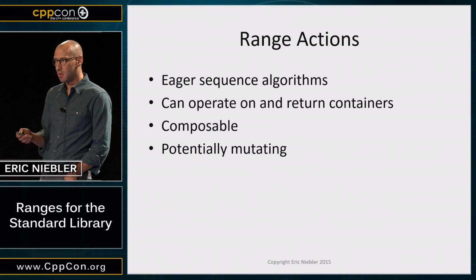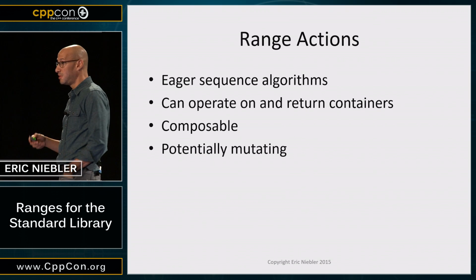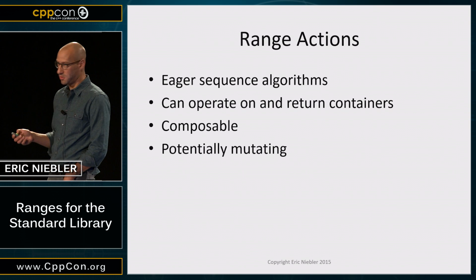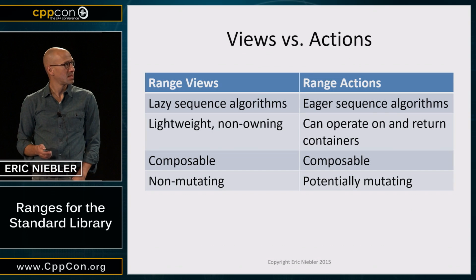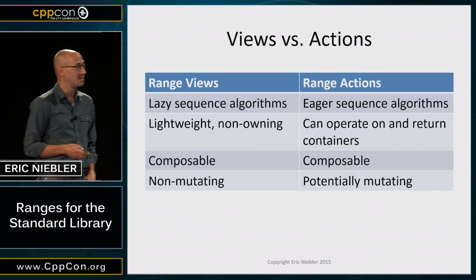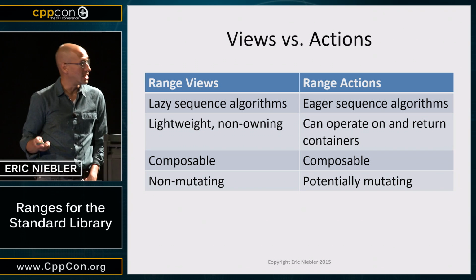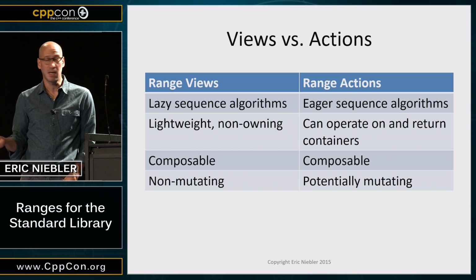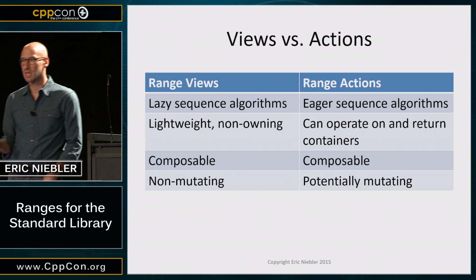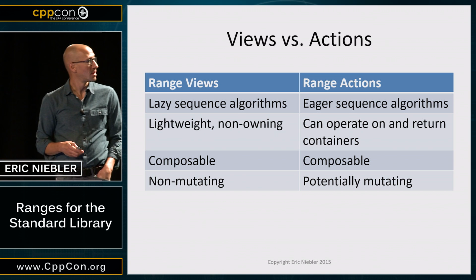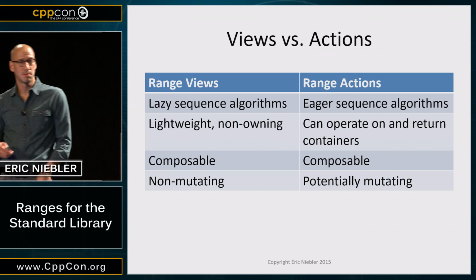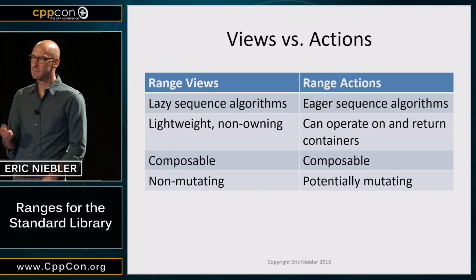They are also composable, just like the views, but these things can mutate also, as opposed to the views, which can't. So here's how they stack up with the ranges, with the views. Views are lazy, actions are eager. Views are lightweight, actions can return containers, so they're heavyweight. But they're both composable. One can mutate and one can't.